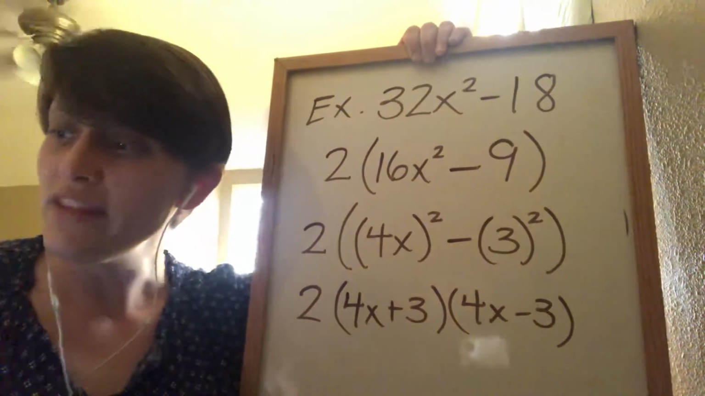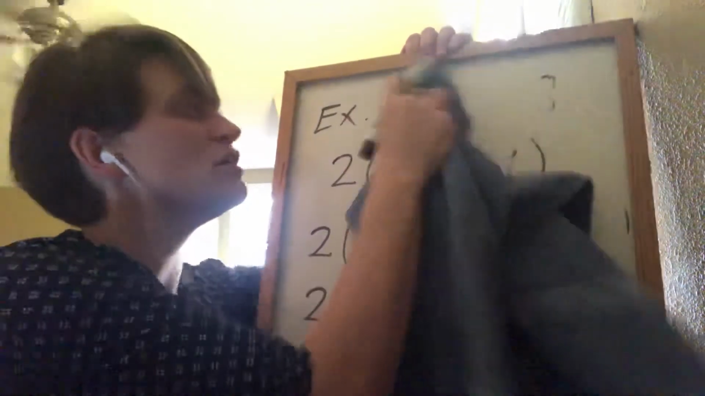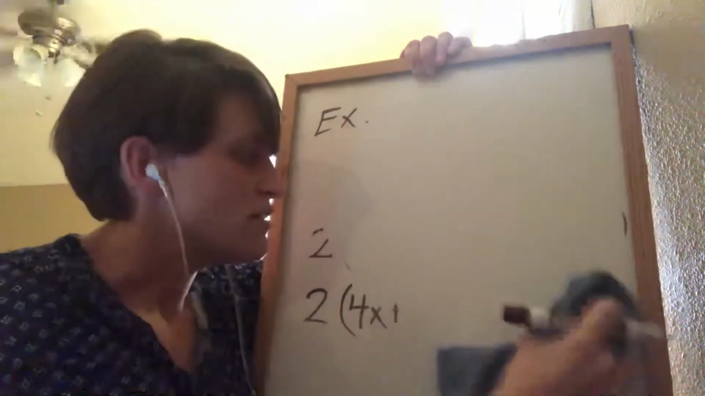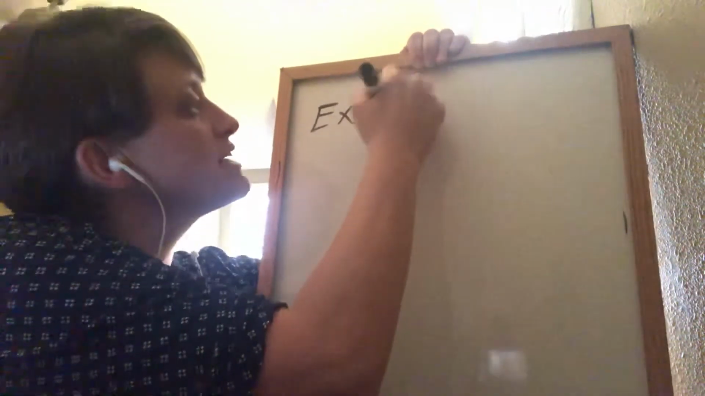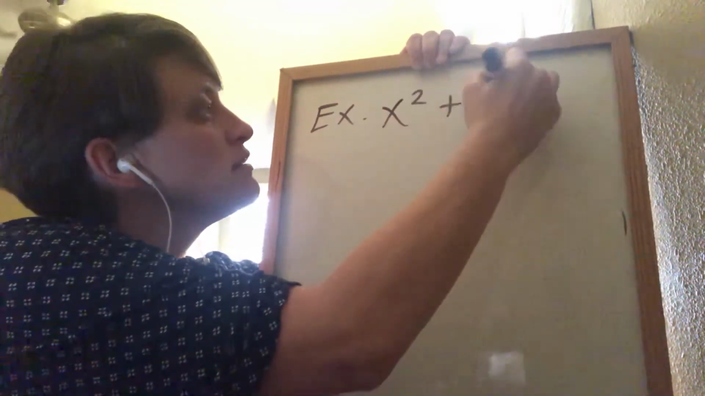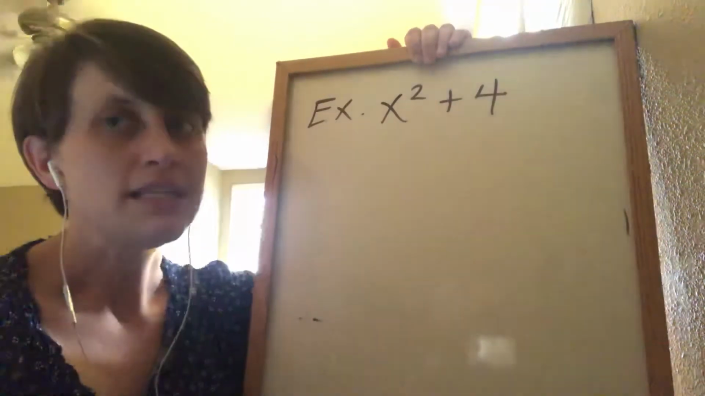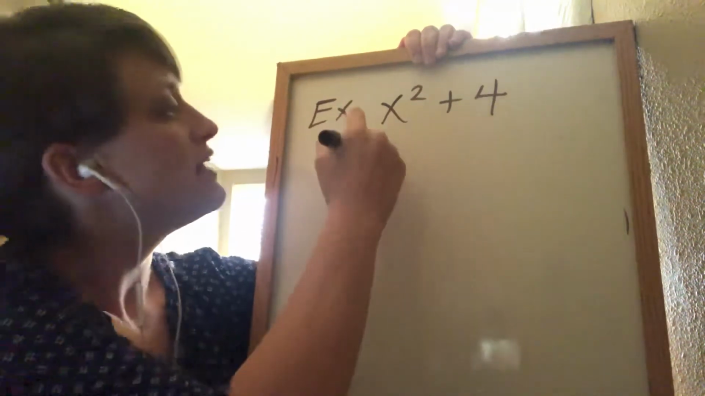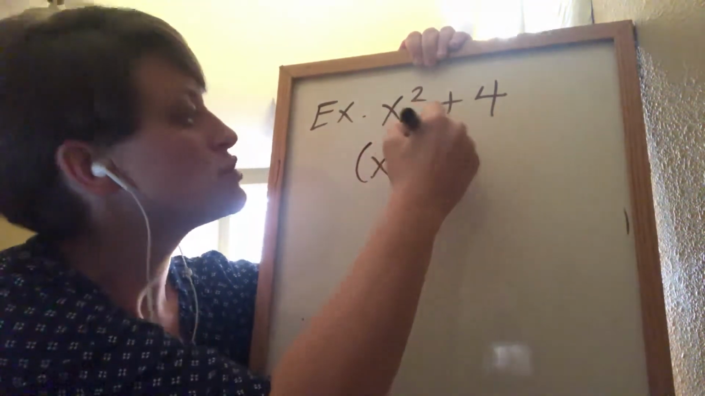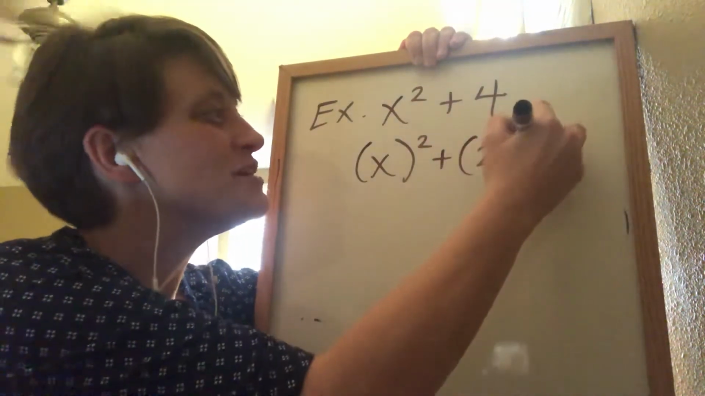All right, one more of these so that you know what to do and you're not banging your head against a wall trying to do something you're not allowed to do. So let's look at x squared plus 4. Okay, so we can definitely tell that this is a combination of things being squared. This is definitely x squared. It always has been. And 4 is definitely 2 squared.